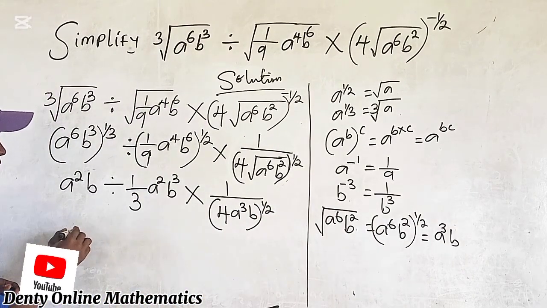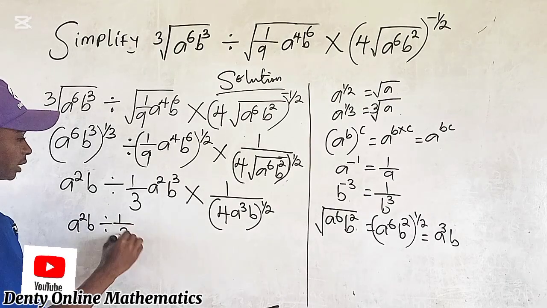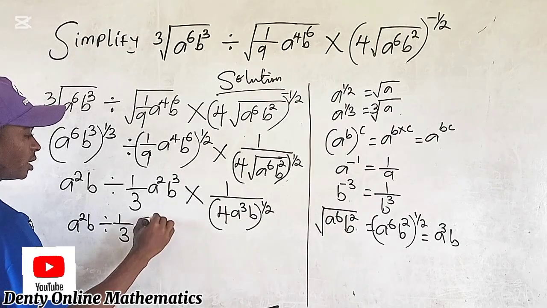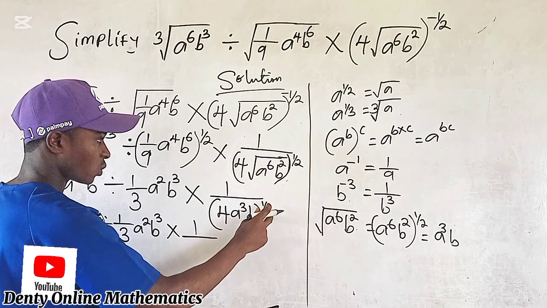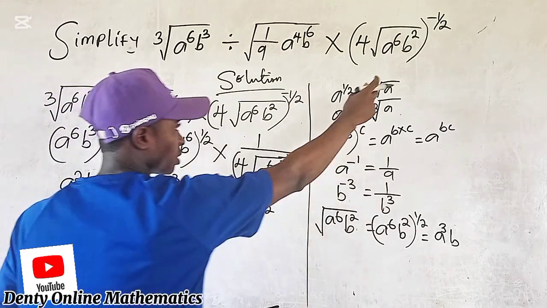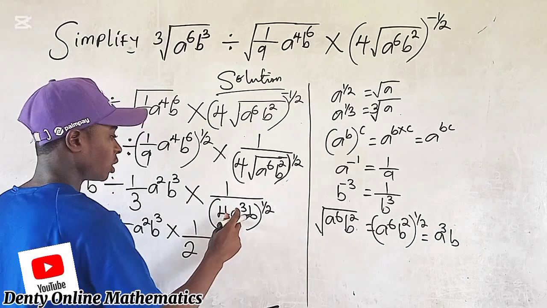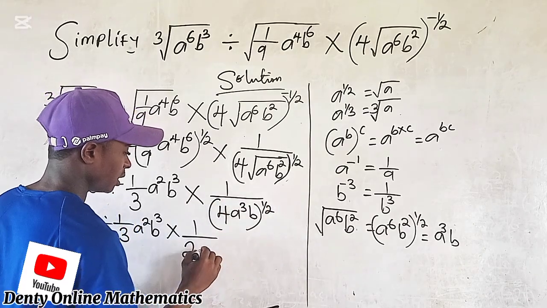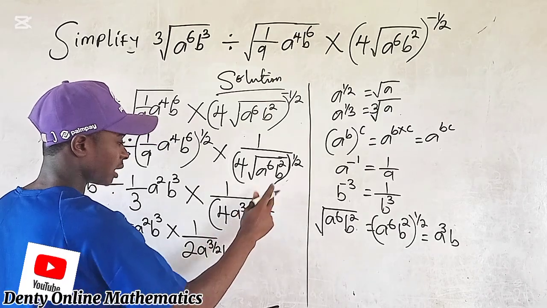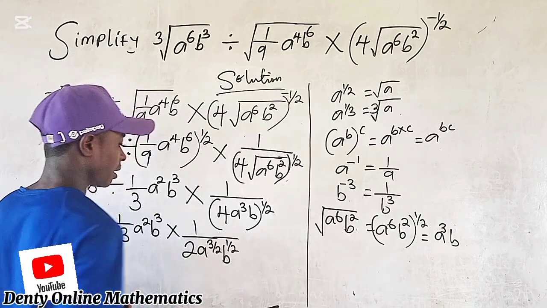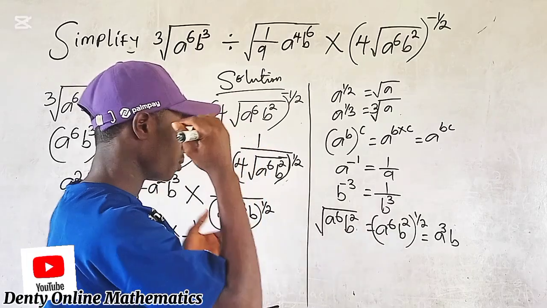Now this is the same thing as a squared b divided by 1 all over 3, a squared b cubed, multiplied by 1 all over another square root again. So 1 over 2 means square root. So we are taking the square root of everything. So square root of 4 is 2. Now this 3 times half will give me a raised to the power of 3 over 2 multiplied by b. 1 times half is half. Now I'm done with this at this point, and I'm still going to simplify this down.